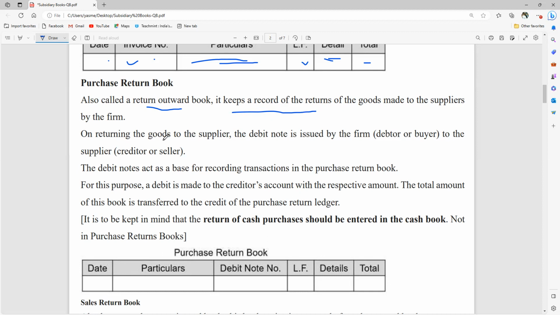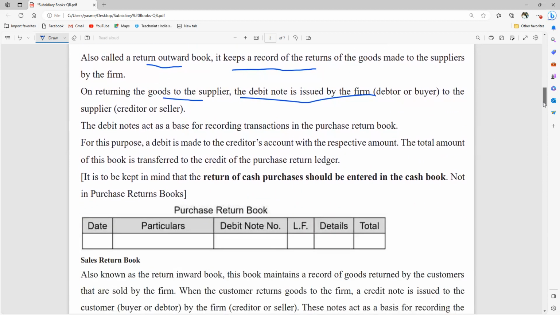Okay, on returning the goods to the supplier, the debit note is issued by the firm. So this is what we have to remember: when we are dealing with the purchases book, purchase invoice, when we are dealing with the sales book, sales invoice. But when we are dealing with the purchase returns, a debit note is issued by the firm, the debtor or buyer, to the supplier, creditor or the seller. Okay, so the debit note acts as a base for recording the transaction.